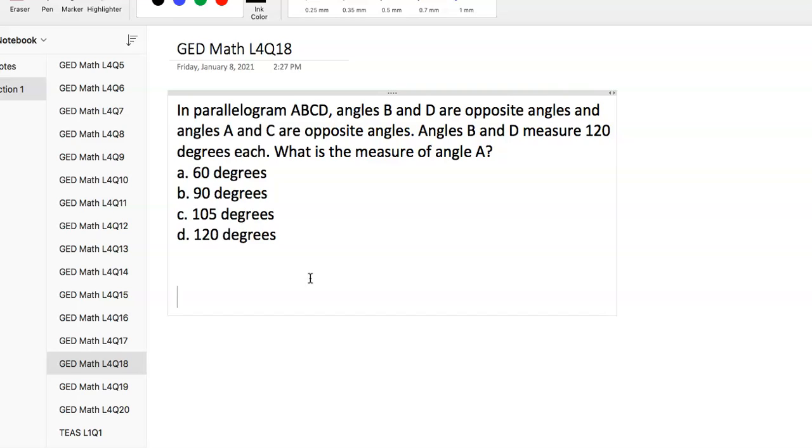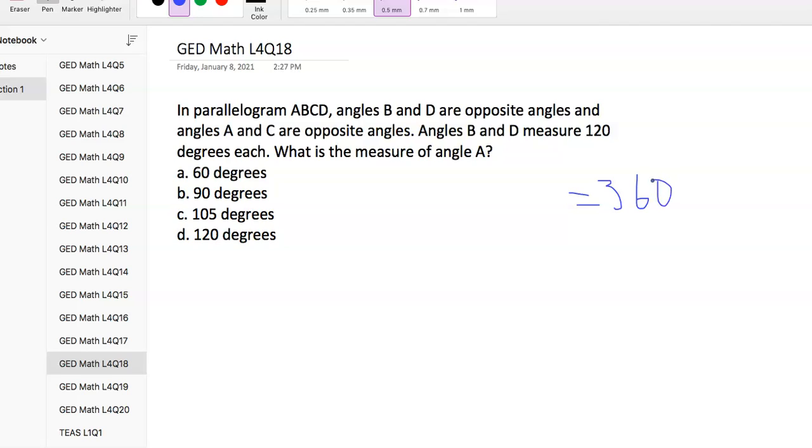Okay, parallelograms. Parallelogram ABCD, angles B and D are opposite, and angles A and C are opposite. Before we even get past this first sentence, we need to know that in a parallelogram, opposite angles are equal. We also need to know that the total of the angles in a parallelogram is going to be 360. That's what it adds up to. Let's put that over here because I know that's coming. Our total is going to be 360.